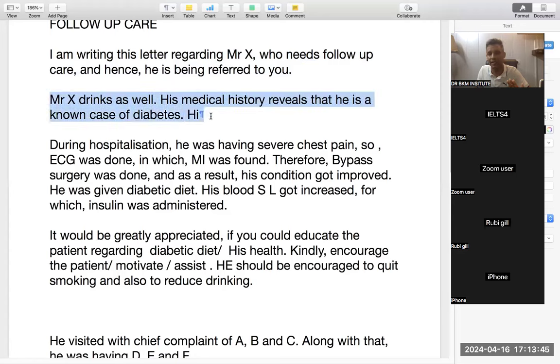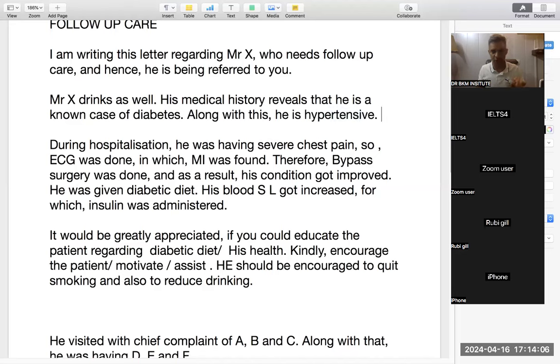Second paragraph, social history and medical history. This is social history. How do you jump to medical history? By using these keywords: his medical history reveals that he is a known case of whatever. Suppose he is having hypertension. Along with this, he is hypertensive. So you can use "along with this" over here as well. Otherwise, a better way of writing it is "and he is hypertensive as well." This is a very nice way of writing that his medical history reveals that he is a known case of diabetes, and he is hypertensive as well.